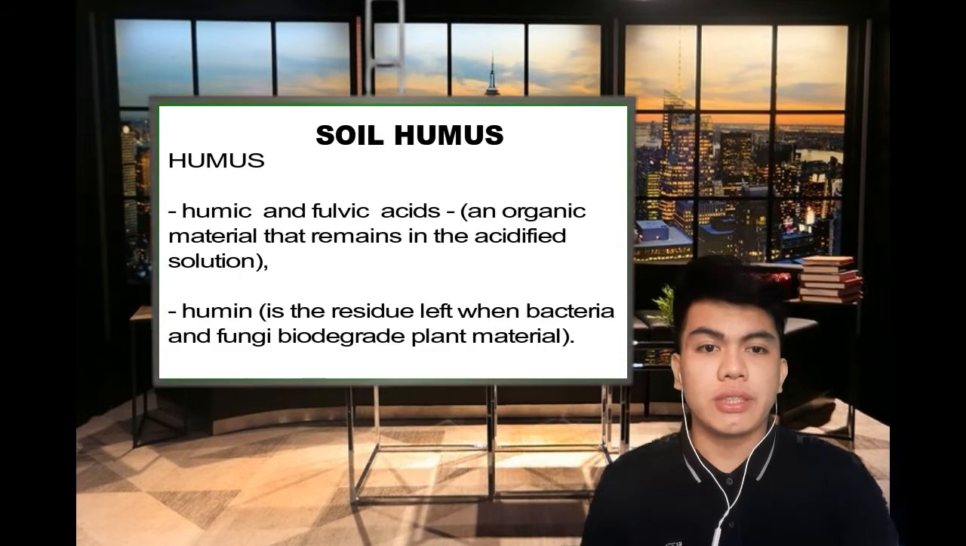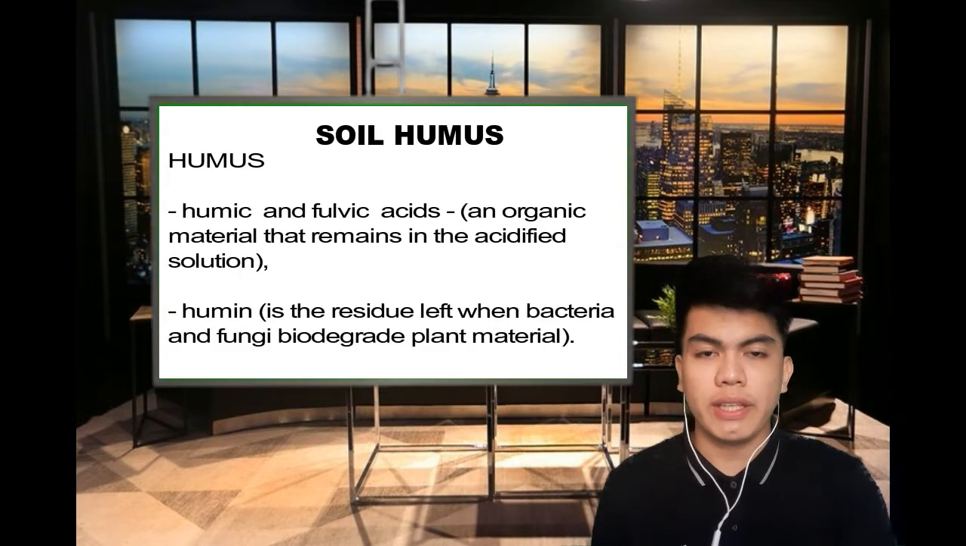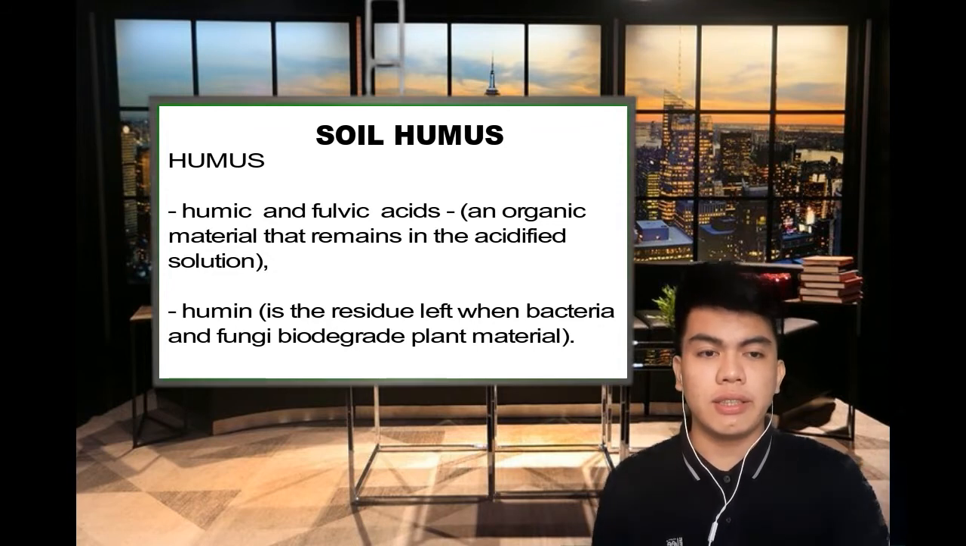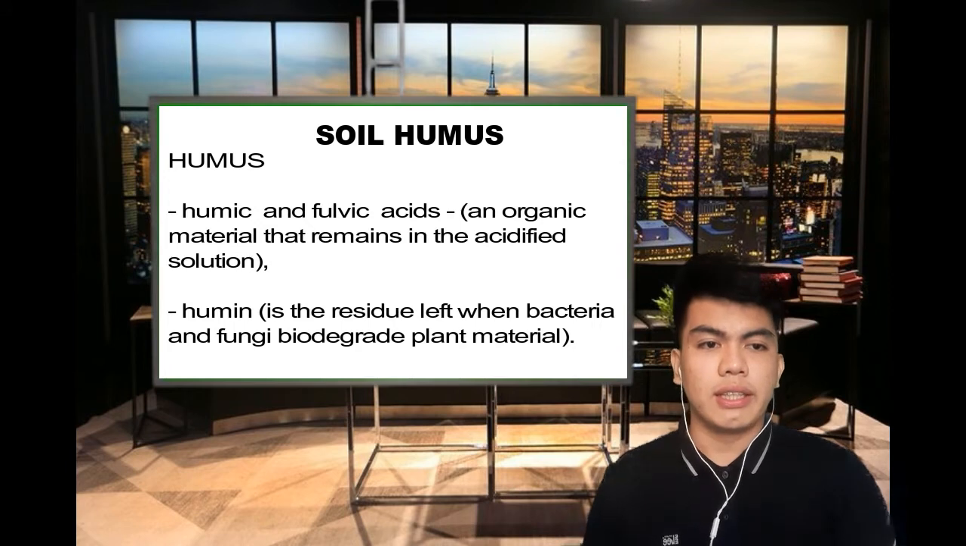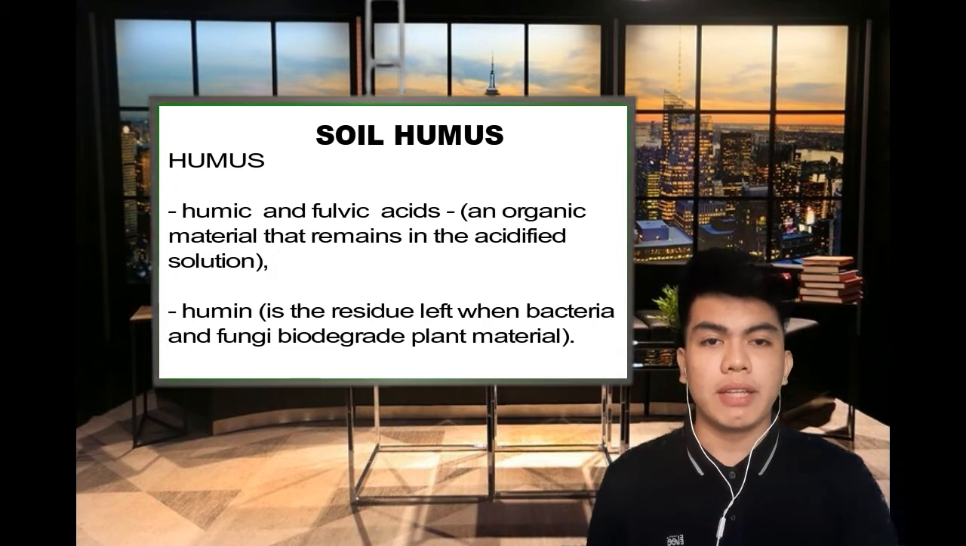So now let's have the soil humus. Humus is composed of a base soluble fraction called humic acid and fulvic acids, an organic material that remains in the acidified solution, and an insoluble fraction called humin, or the residue left when bacteria and fungi biodegrade plant material.